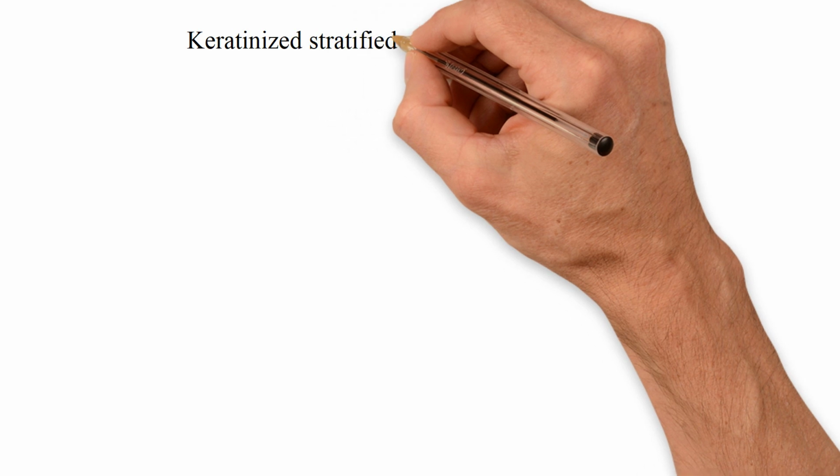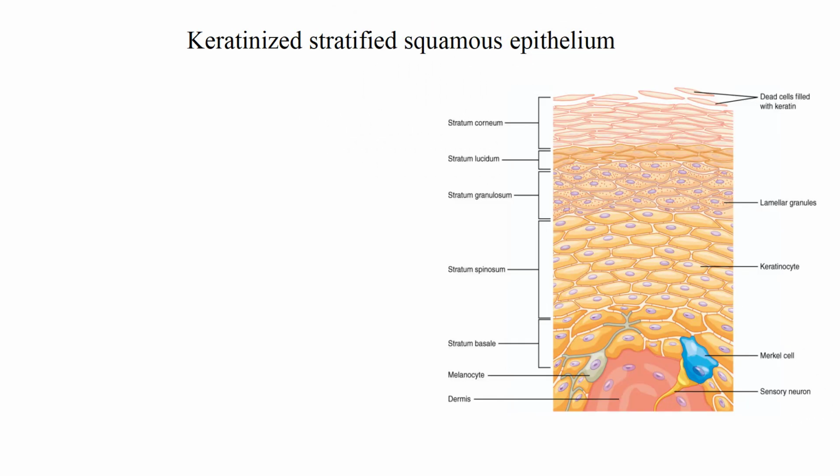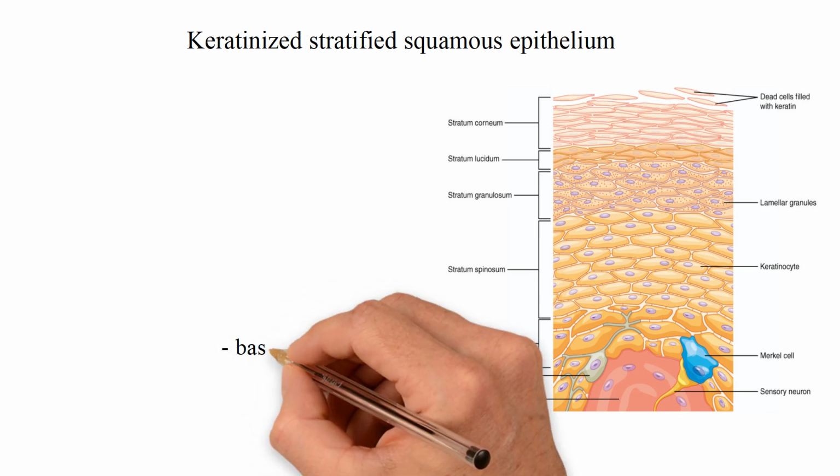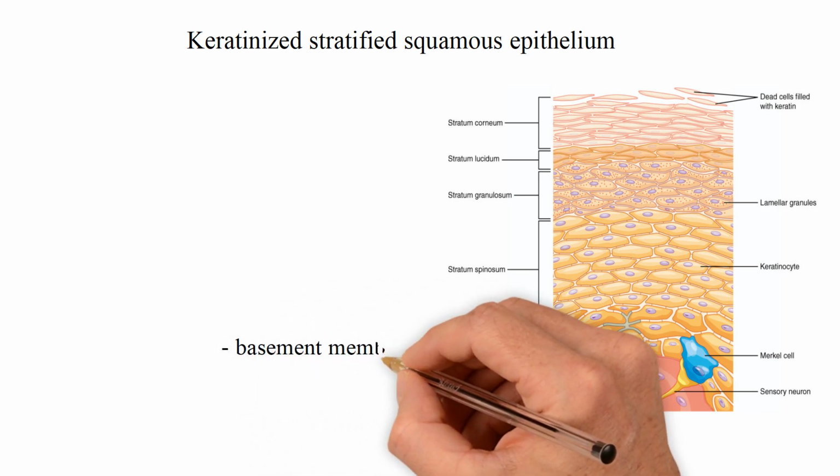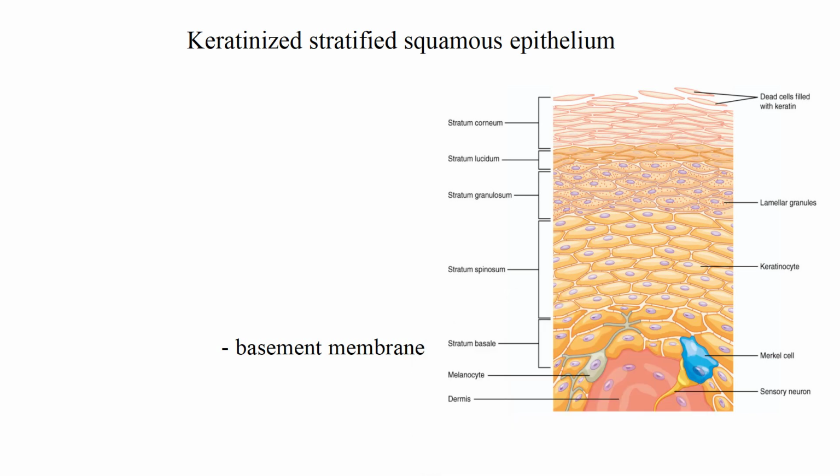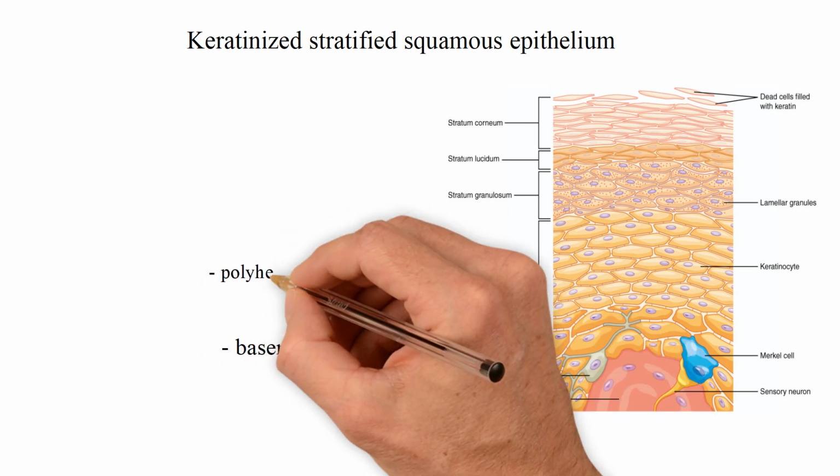Let's first see the keratinized epithelium. As you can see in the image, there are 5 layers of keratinized epithelium: stratum basale, stratum spinosum, stratum granulosum, stratum lucidum, and stratum corneum. We will discuss each layer one by one. Stratum basale is a basement membrane which supports the epithelium. Then we have stratum spinosum.